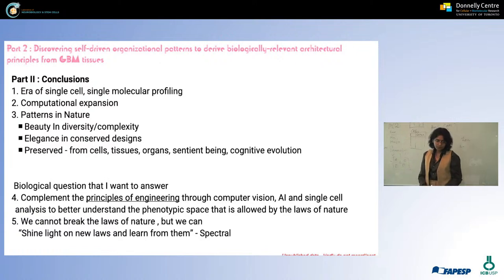So this is from a movie, but I really like the quote: we cannot break the laws of nature, but we can shine light on new laws and learn from them. So that's the end.